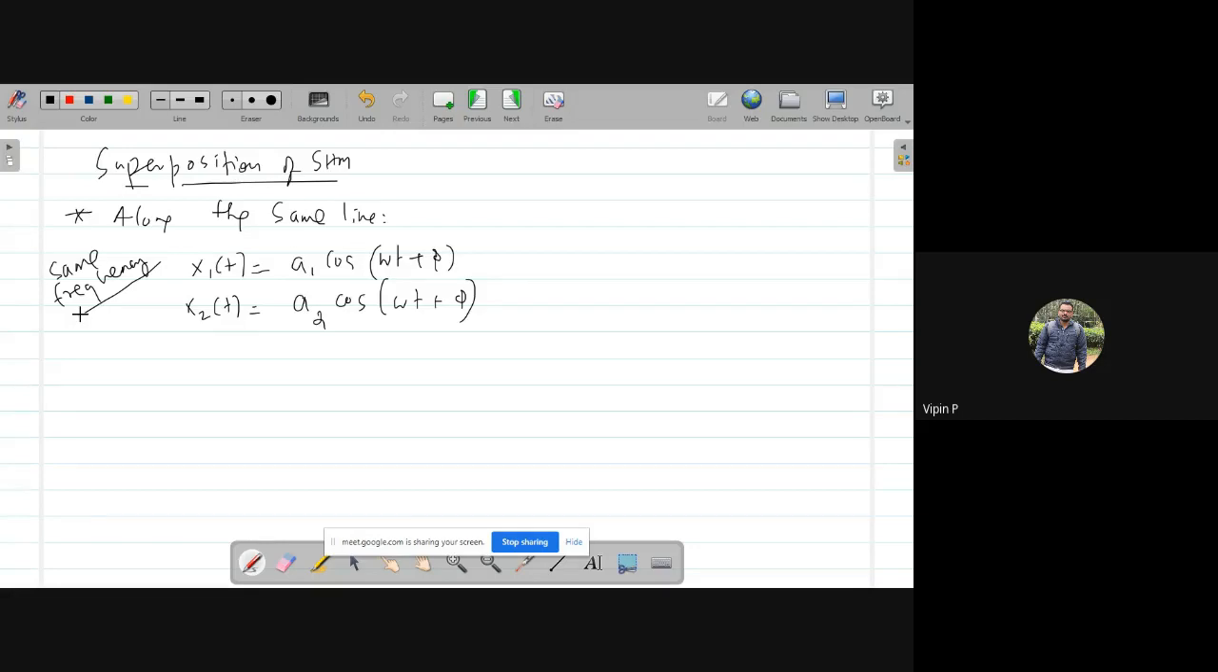Right, same frequency. And let's say its phase is phi1, its phase is phi2, okay? Phase constant, initial phase constant. We'll have a more general derivation, and from the results we can extract special cases in the end. Now let's see what is the resultant oscillation. X of t is equal to x1 of t plus x2 of t.